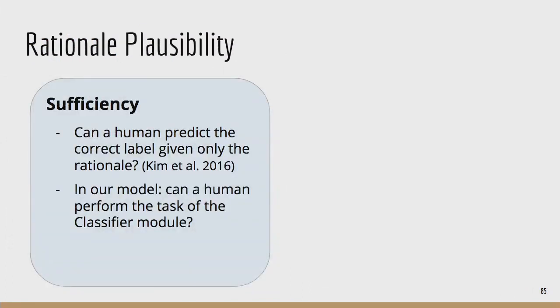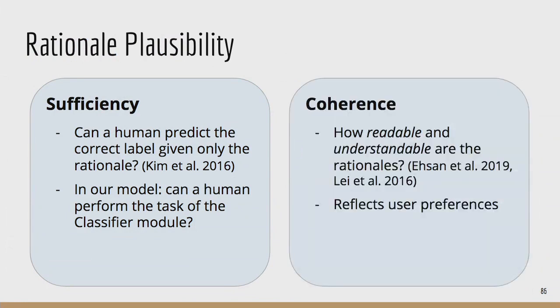So we categorize this into two categories, primarily sufficiency and coherence. Sufficiency was a criterion used in the Lay et al. paper, where they stressed that the classifier model should be sufficient enough to reproduce the prediction, seeing only the rationale. We wanted to test this from a plausibility perspective with human users. So can a human actually perform the role of the classifier model with high accuracy? And if so, that indicates that our rationales are sufficiently plausible.